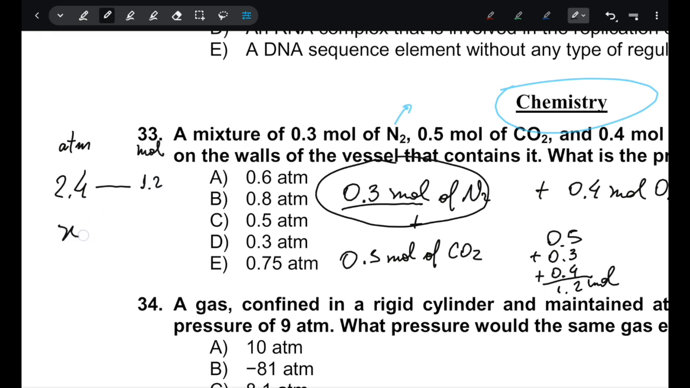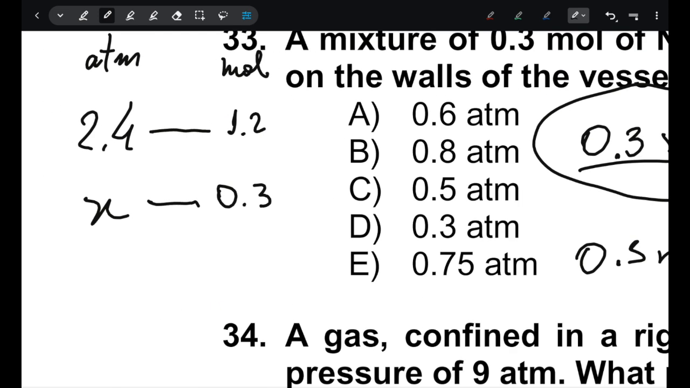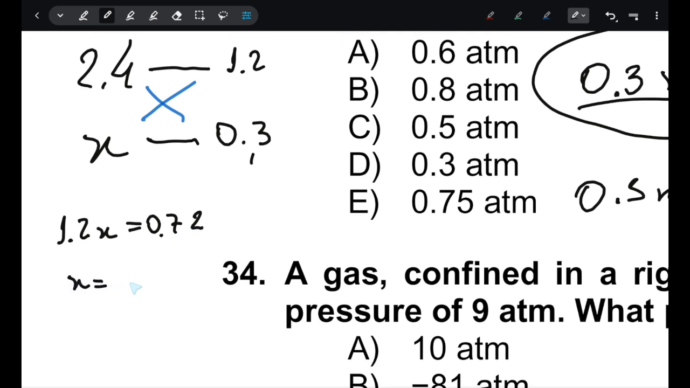And I want to know how much is the partial pressure of nitrogen. And we have 0.3 moles of nitrogen. So 0.3 is going to come up here. And we just multiply this, crossing the numbers. We're going to have here 1.2 x equals 2.4 times 0.3. This is going to be 0.72. Then we're going to have 0.72 divided by 1.2.